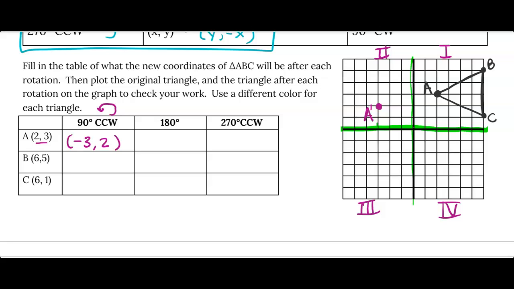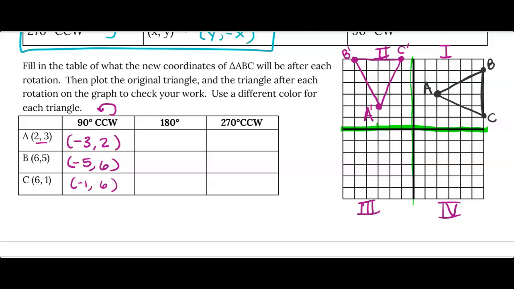Doing the same thing with B, it's at 6, 5, so it's going to go down to negative 5, 6. So there's B prime. Again, I changed the order and the sign of the first number to make it match the quadrant. And then C is going to go to negative 1, 6. Again, switching the order and negating the first one to make it match the quadrant.